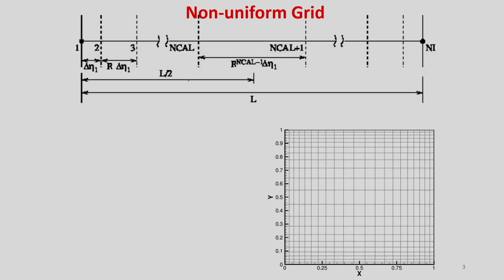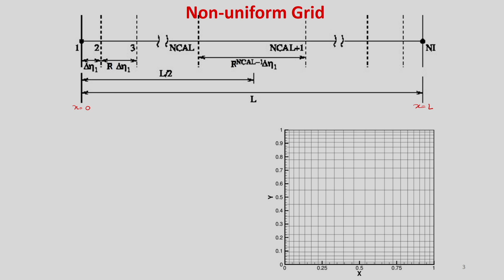Here I have shown another method. Here x equal to 0 and this is x equal to L, this is the domain, and you want to generate a non-uniform mesh, but you want a finer mesh near x equal to 0 and x equal to L. There are two solid boundaries at x equal to 0 and x equal to L. So, you want a finer mesh near this solid region.